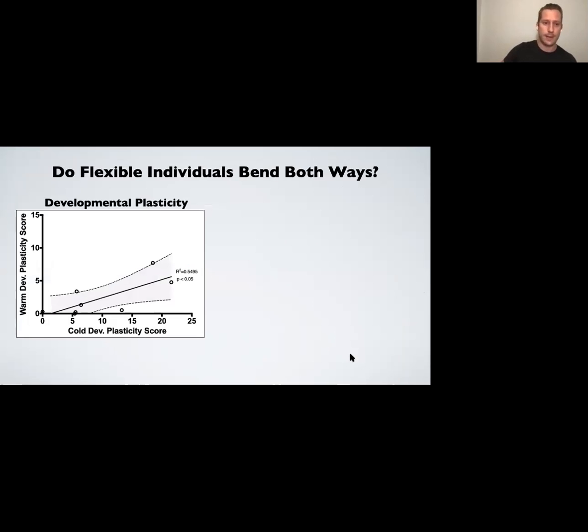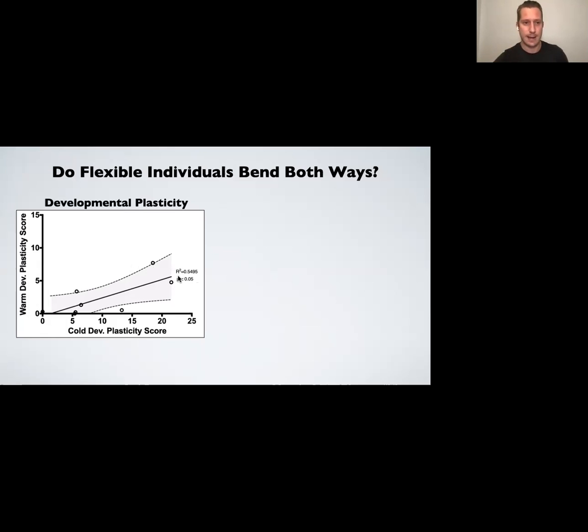One of the cool things I thought we could look at is whether or not flexible individuals can bend both ways. So are individuals that are specialized for cold acclimation also specialized for warm acclimation? Or does that represent a cost or a trade-off of plasticity? What we see with developmental plasticity is that those individuals that are most developmentally plastic in terms of cold exposure are also most developmentally plastic in terms of warm exposure. This was just on the threshold of significance, and again, sample size of 8.